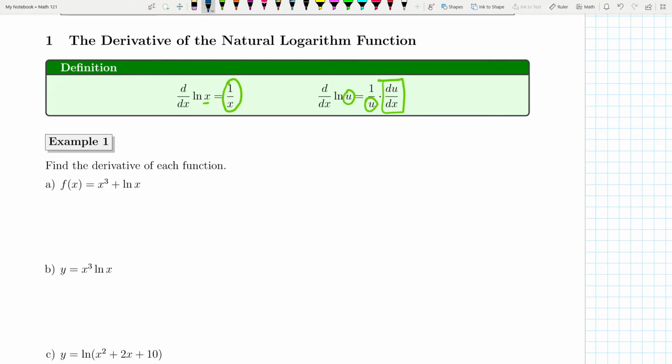So let's find the derivative of each function. For letter A, notice that we have a sum of two functions. So number one, the derivative of x cubed plus the derivative of ln x. In this case, we're going to combine two rules. Number one, the general power rule: the derivative is 3x squared, and the derivative of ln x is simply 1 over x. And that's the derivative.